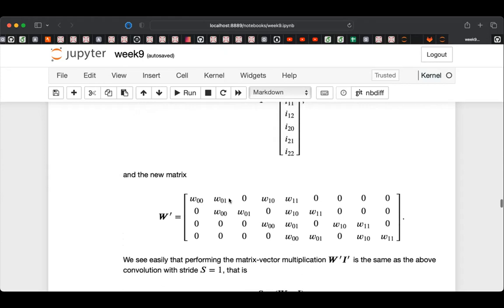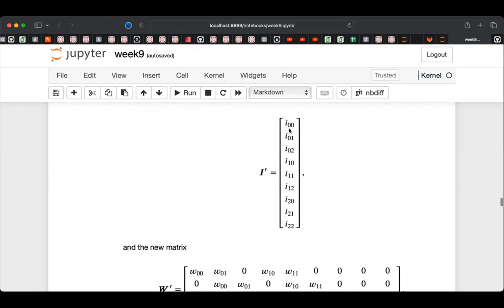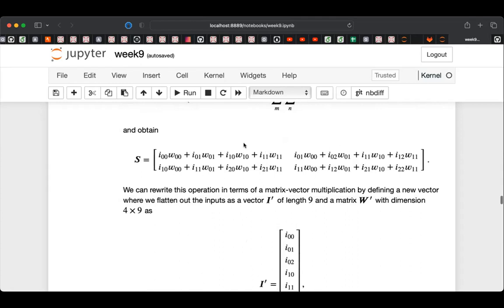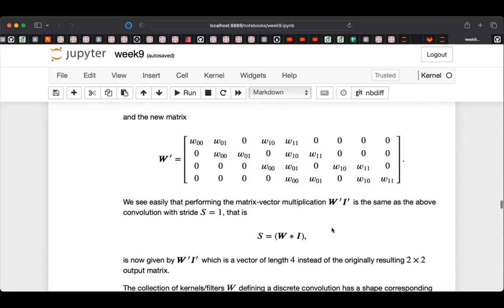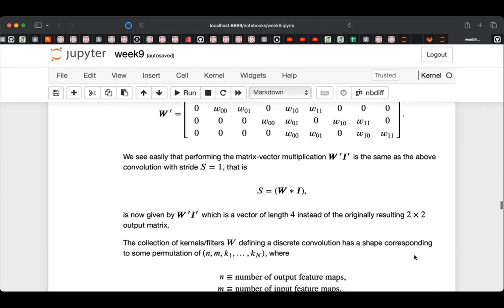So this is a matrix of dimensionality 4 times 9. This is a vector of dimensionality 9 times 1. And that means that I produce a vector of length 4 times 1. I have 4 elements here. And if I want back a matrix, I would have to reshape the vector as a 2 by 2 matrix. Alternatively, I can just keep the flattened out version. So what I get now is a vector of length 4 instead of the originally resulting 2 by 2 output matrix.